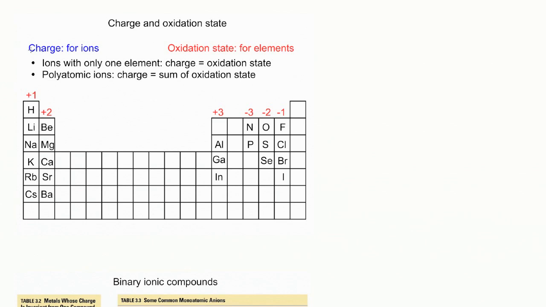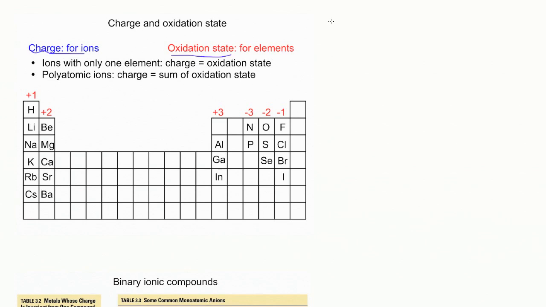The first thing is the charge. When we talk about the charge, it's for ions only. Oxidation state, it's for elements. When an element loses electrons, it's going to be positively charged. If elements get electrons, it's going to be negatively charged.